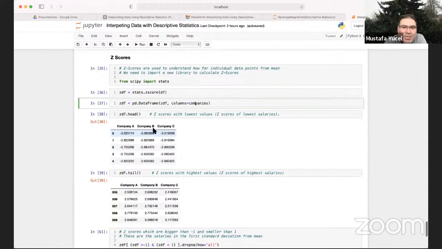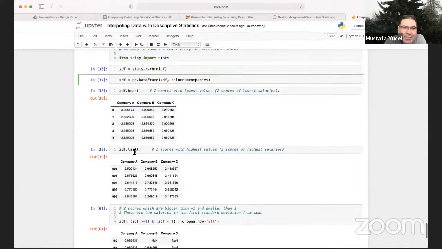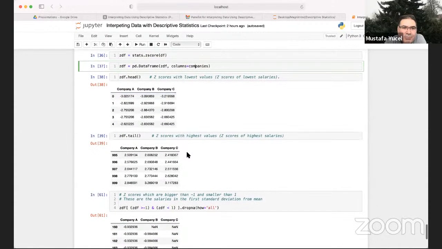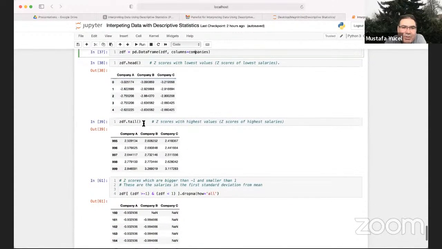These scores, if you see a z-score of minus something like 2.93, those are extremely small values, far from the average. When you look at the tail of the data frame, since these are the sorted values, the tail has the biggest salaries. We have 100 individuals. These are the highest salary individuals in those companies.